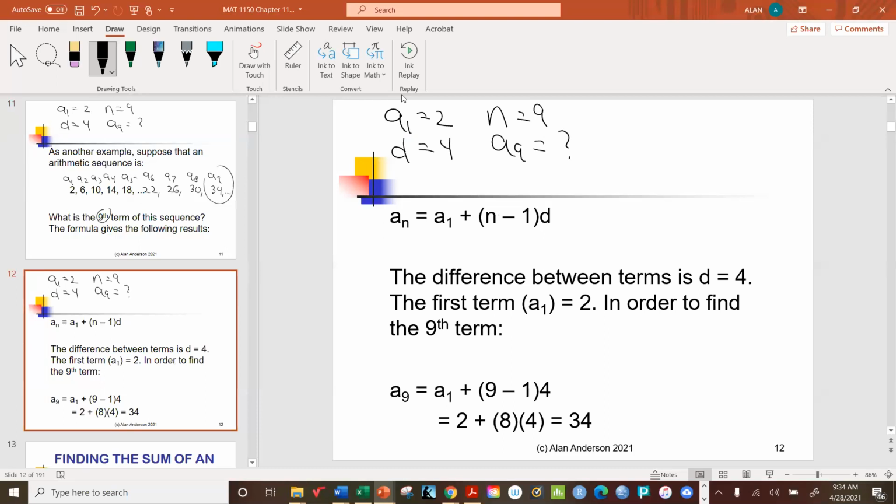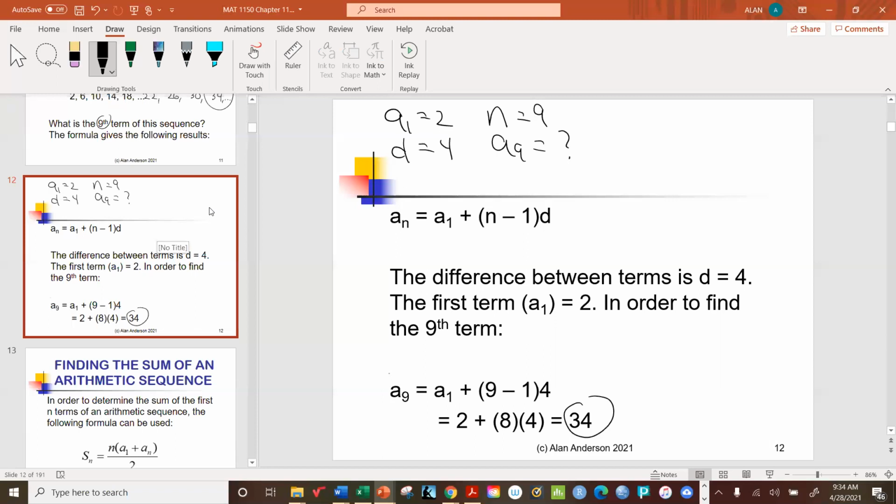So we plug in the numbers down here. We have 2 as a starting point, plus 9 minus 1 times 4. And what do you know? It's 34. Okay, so that wasn't that bad.